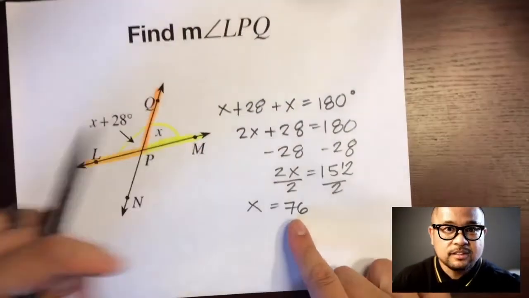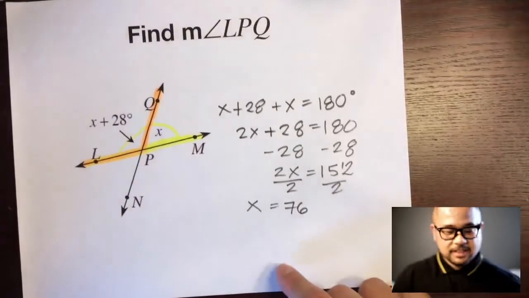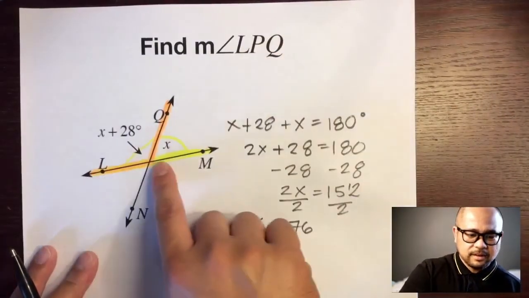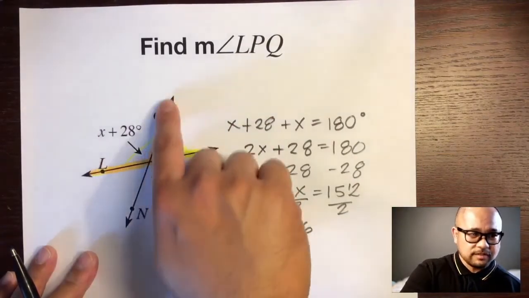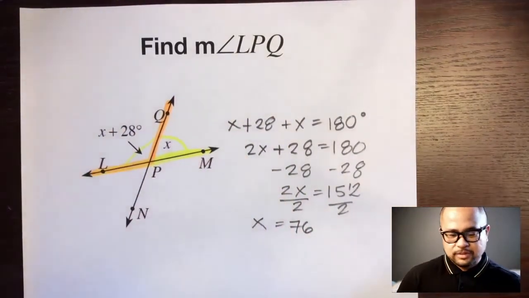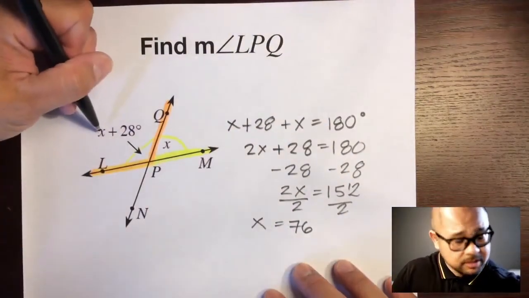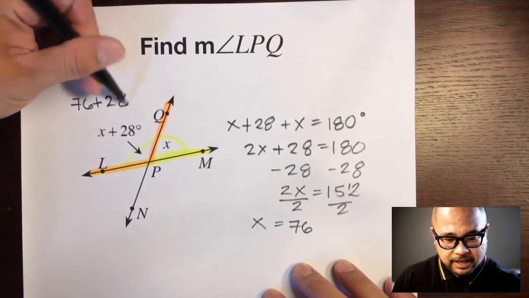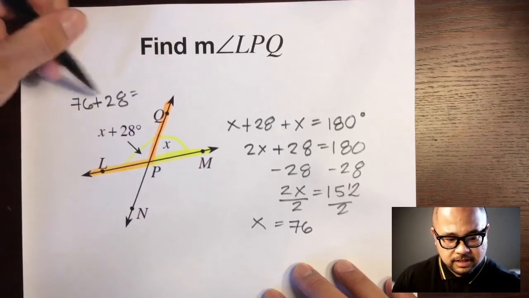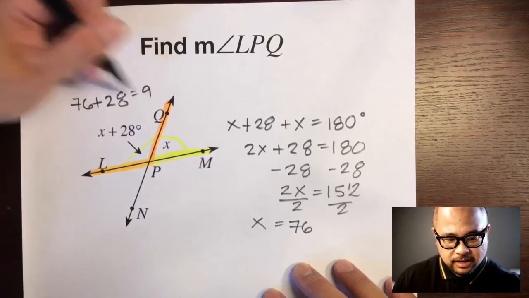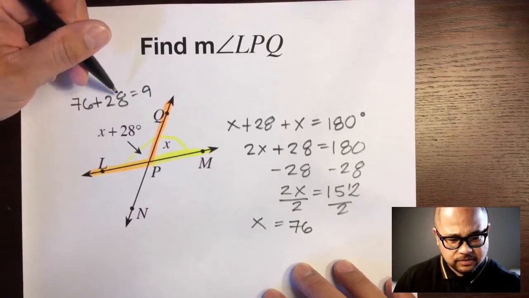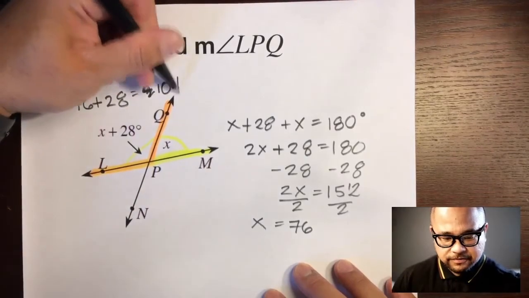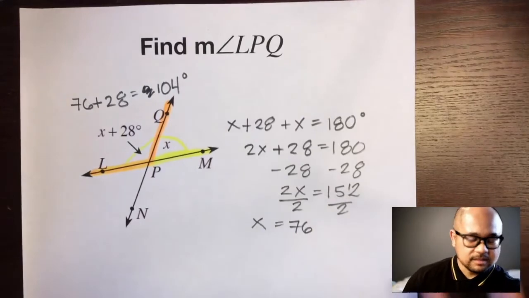Don't box that. Do not box that. Because remember, what's the question asking for? Angle LPQ. So the measure of this angle right here. So what are we going to do with that 76? We're going to substitute it into x. So 76 plus 28 is equal to, well, 70 plus 20 is 90. And 6 plus 8 is 14, so 104 degrees.